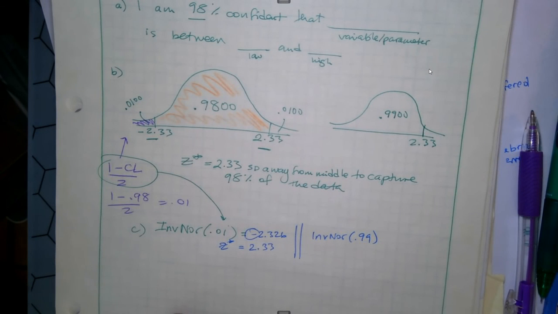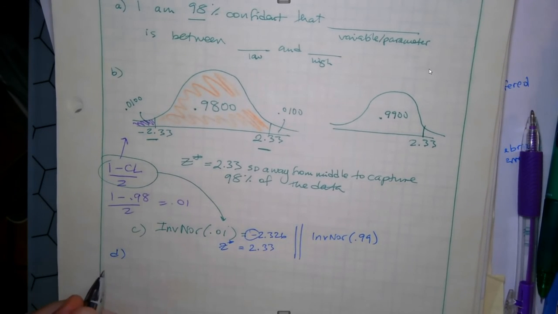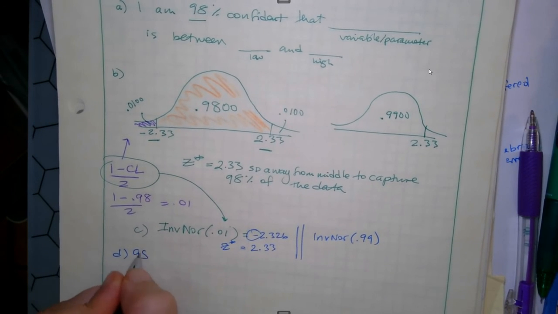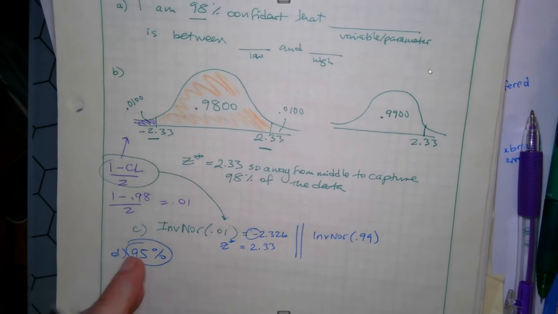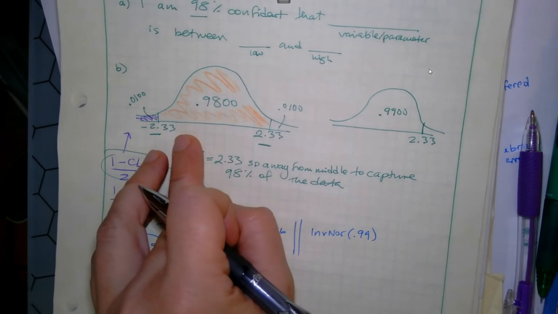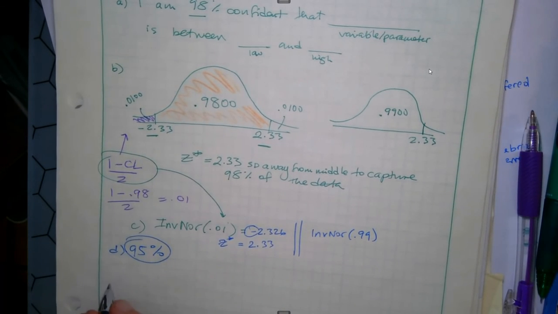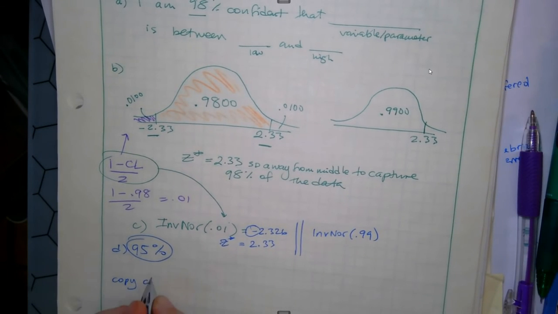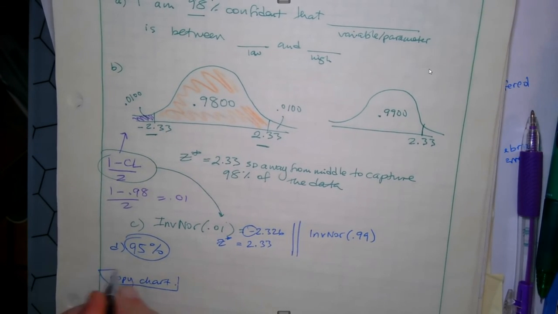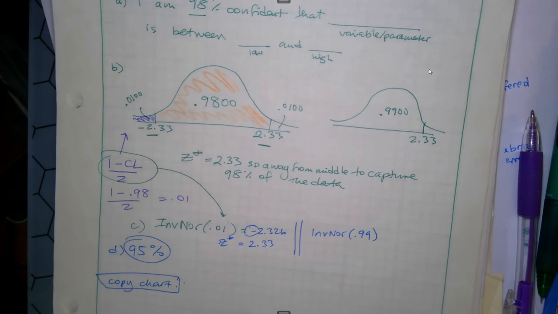Okay. So that's how that works. And I'm going to be asking you to try that again for D. You're doing a 95% confidence interval. Very important. This is the most common one. So do the same thing with 95% in the middle. And then when you're done, go ahead and copy the chart at the end. Put it somewhere on an index card where you'll find it, because those will be the numbers you use a lot.